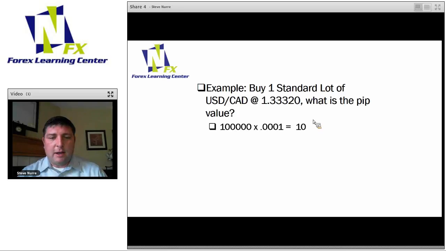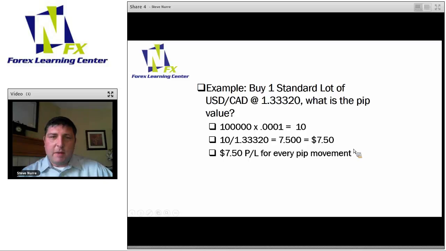But if I'm buying at 1.33320, I take that 10 and divide it by 1.33320, which is the asking price, or the price at which I'm going to open that trade, and it comes to 7.50, or $7.50 on a standard lot. So instead of making or losing $10 per pip, I'm actually making or losing much less. My risk exposure is a little bit less trading dollar CAD because of the exchange rate.